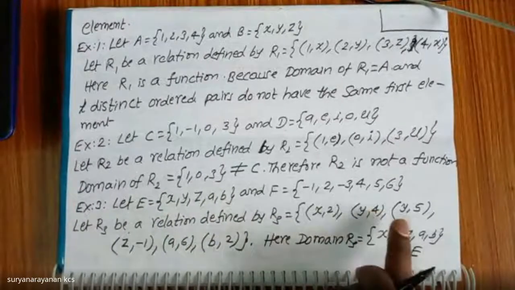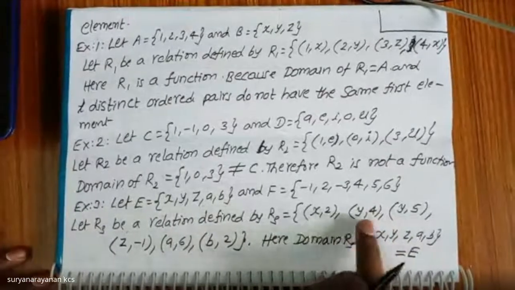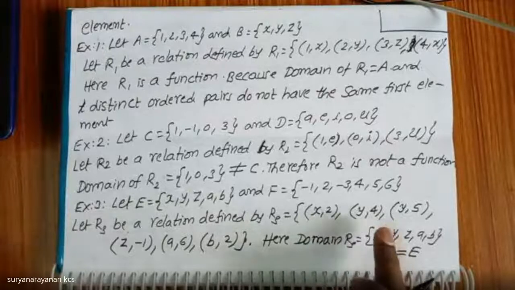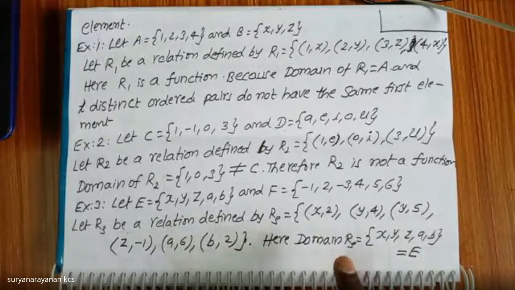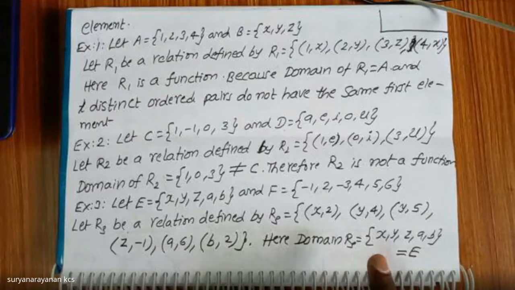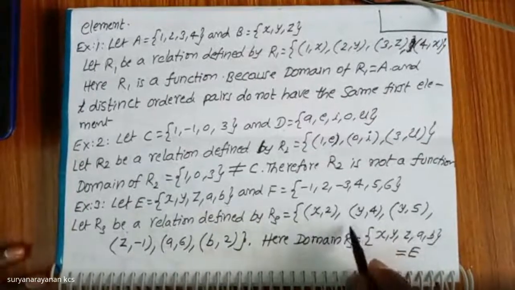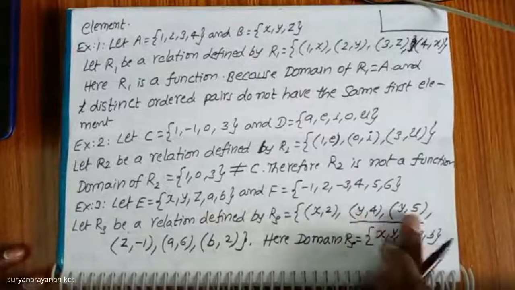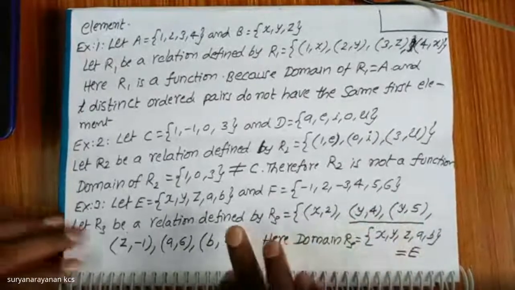Now we go to the second condition. What is the second condition? Distinct elements: no two ordered pairs have the same first element. That is condition 2. No two distinct ordered pairs have the same first element. If you observe these two ordered pairs, they have the same first element y. Yes or no? Ordered pair (y, 4), ordered pair (y, 5).